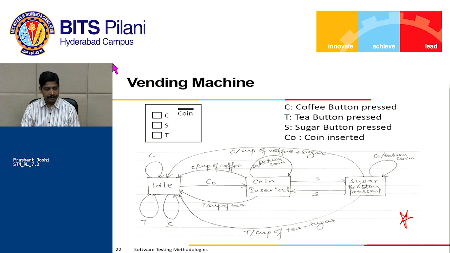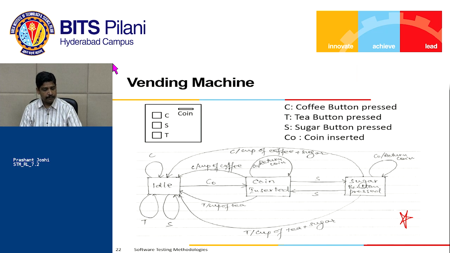So we have a vending machine, and now we are looking at it from both perspectives. We are modeling it as well as a fault model. So we have to look at if all states, all transitions are taken care of. So coffee button is pressed, tea button is pressed, and the sugar button is pressed, and then there is a coin inserted.